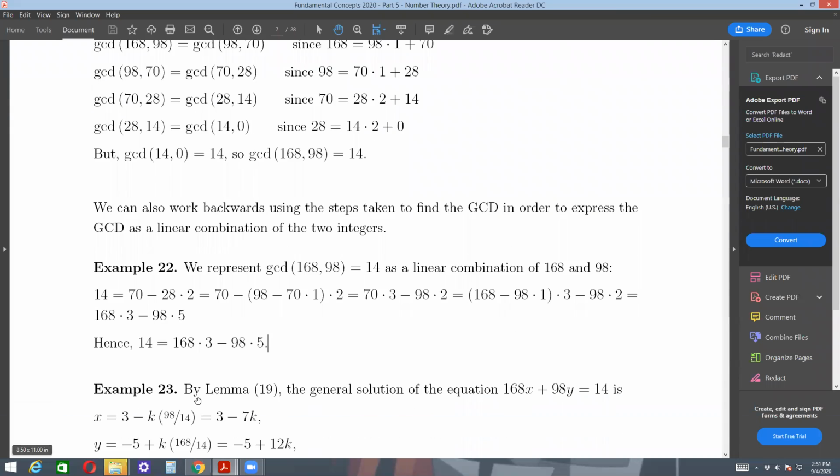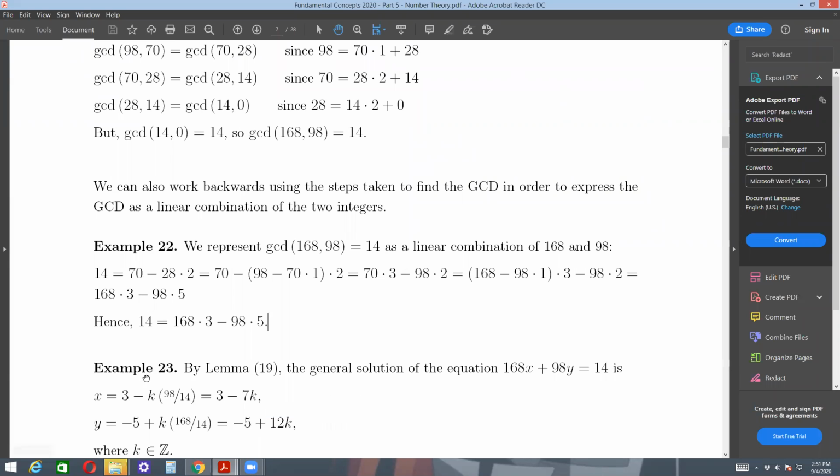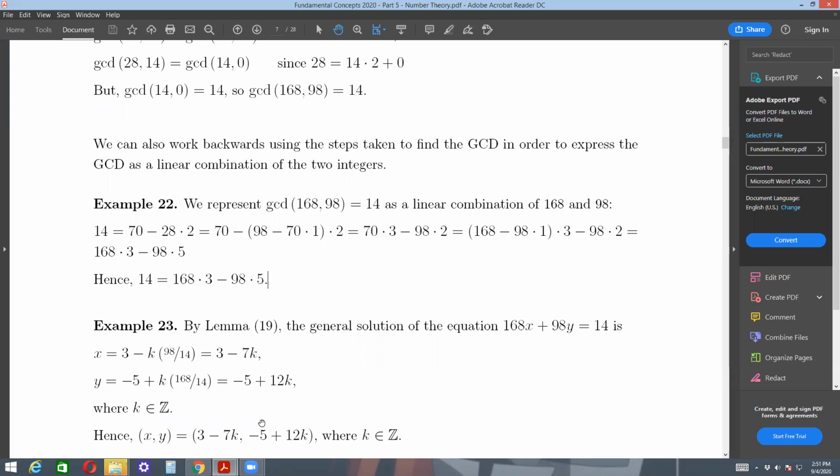Right? So once you find this, you could use lemma 19 to write a general solution like this. There was actually a typo in the original version of these notes. These were reversed, so I had to fix that. Remember, plus 3 and minus 5, there's a minus sign here. So minus 5 would be the particular solution. So x0 is 3, y0 is minus 5.